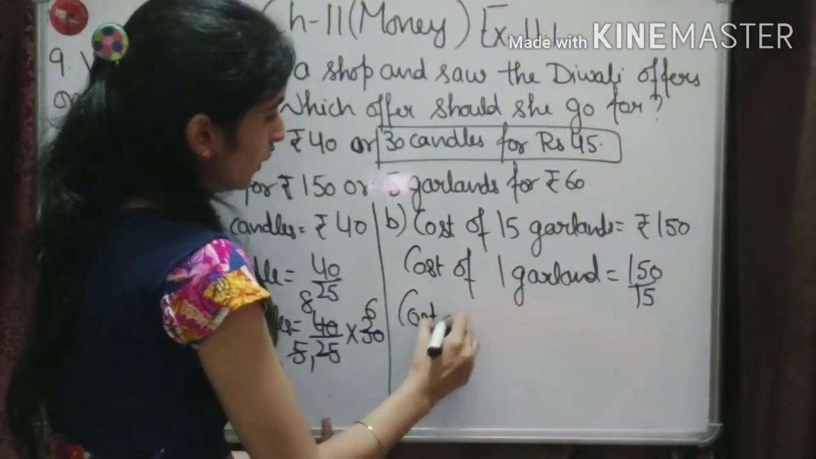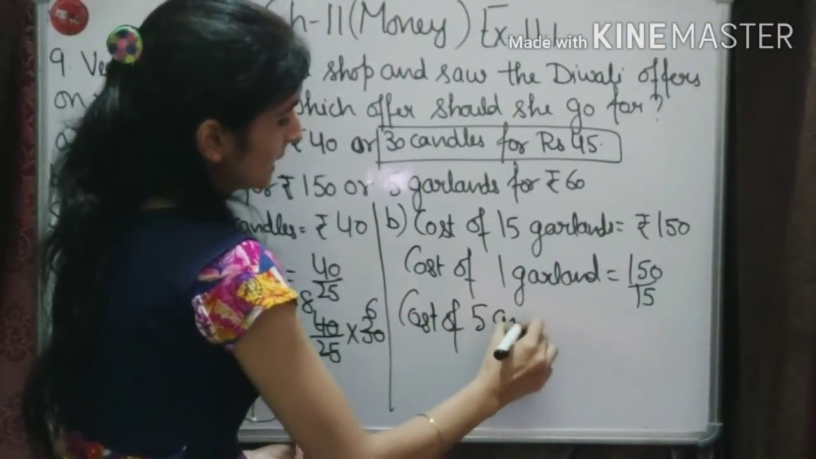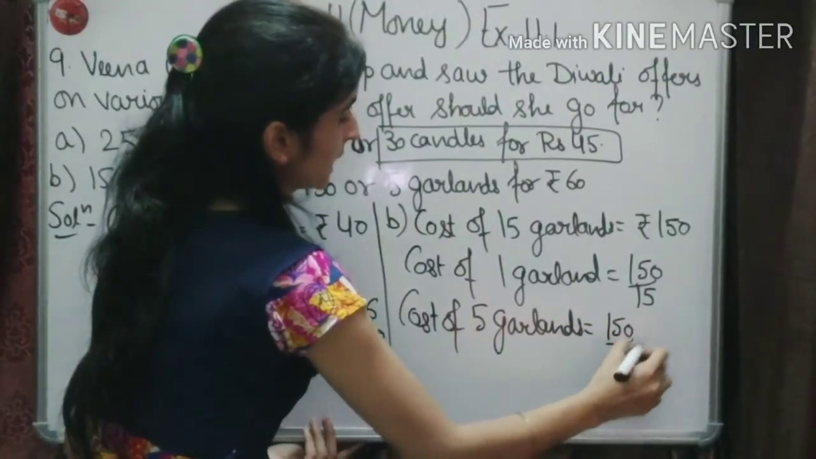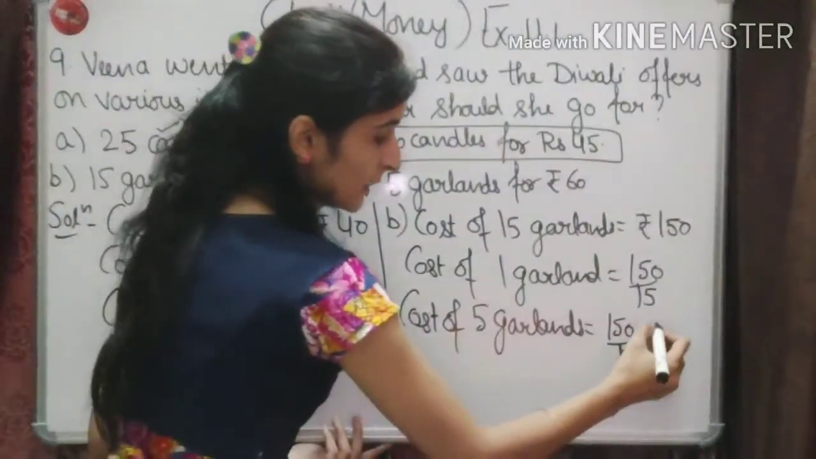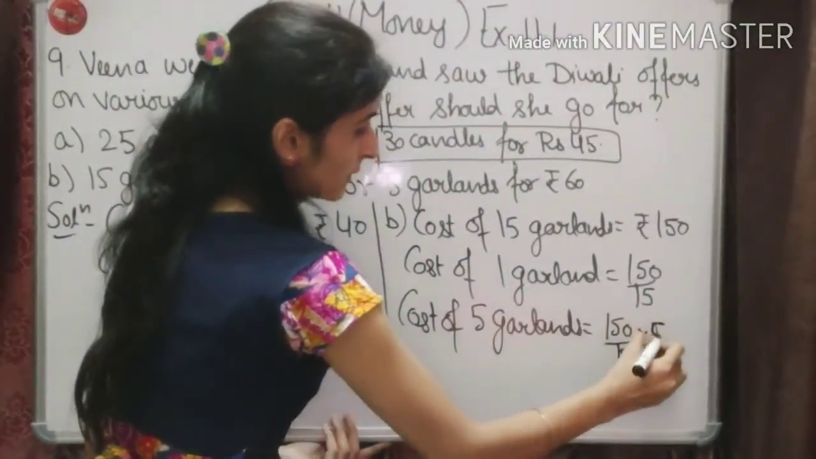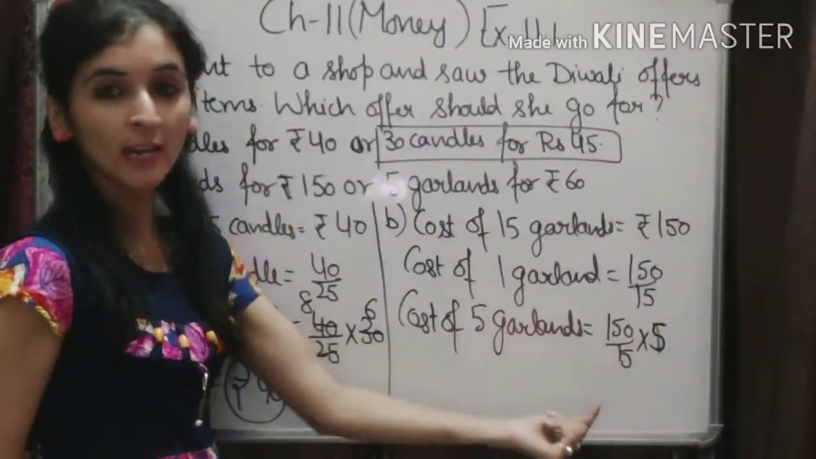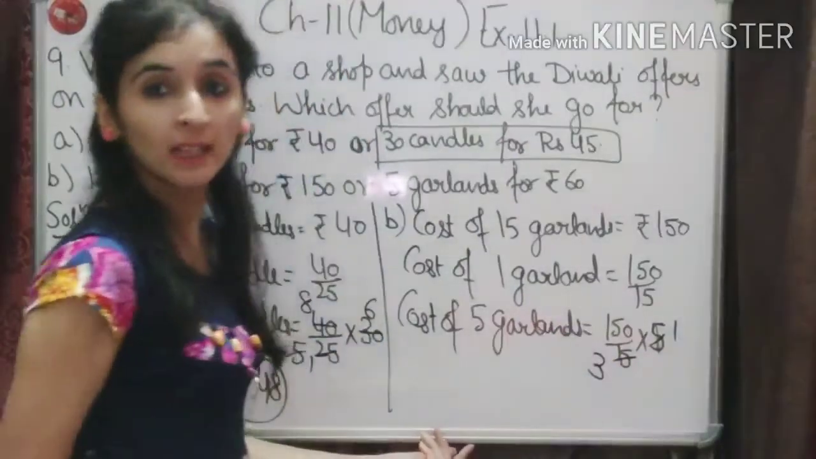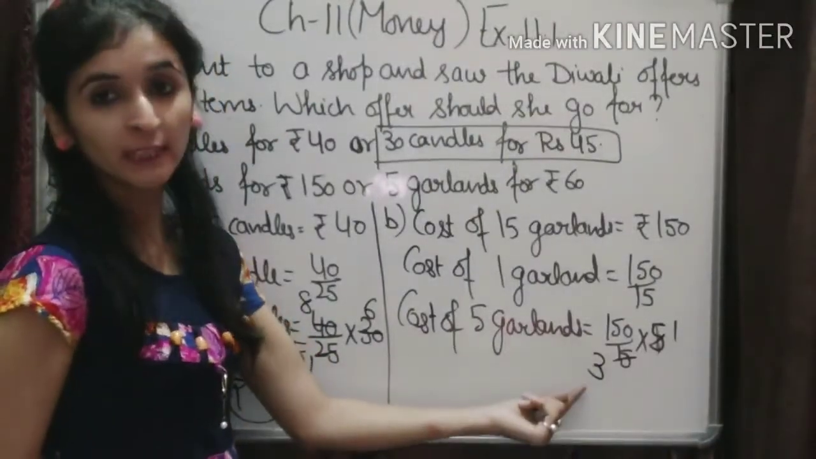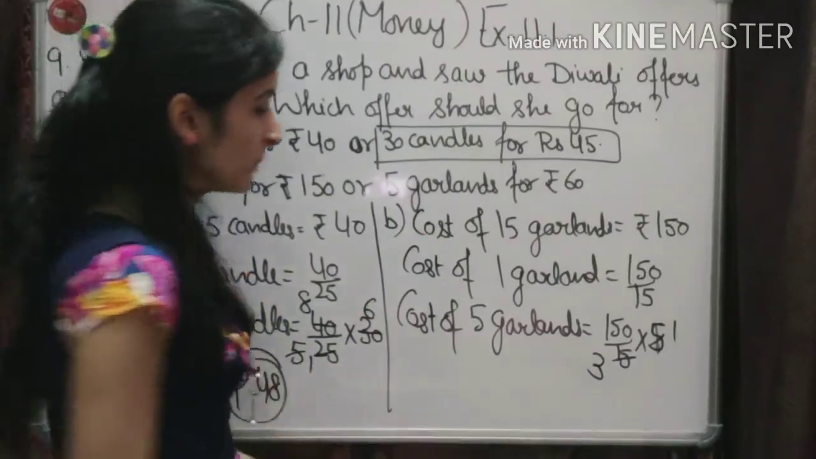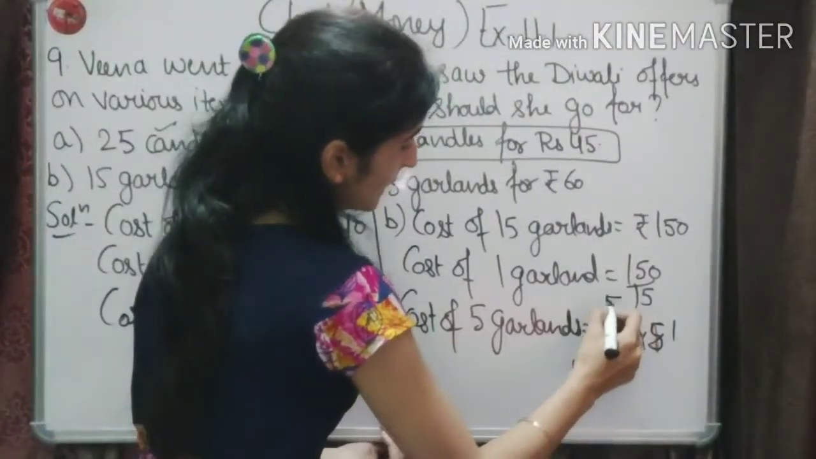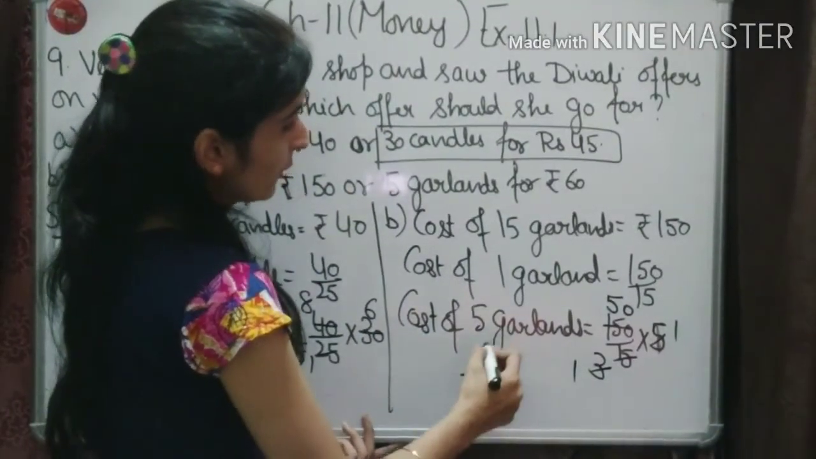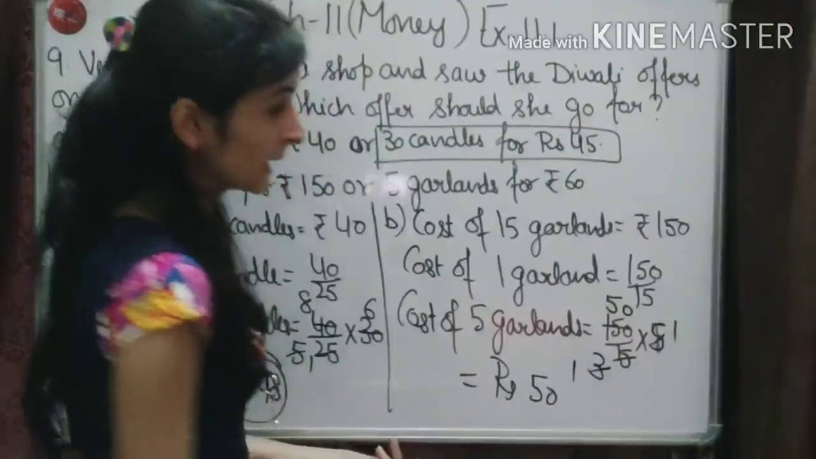Likewise, the cost of 5 garlands will be equal to 150 by 15 multiplied by this 5. Now this 15 and 5 both are divisible by 5. So 5 ones are 5 and 5 threes are 15. Now 150 and 3 are again divisible by 3. So 3 ones are 3 and 3 50s are 150. So it means the cost of 5 garlands is rupees 50 here.